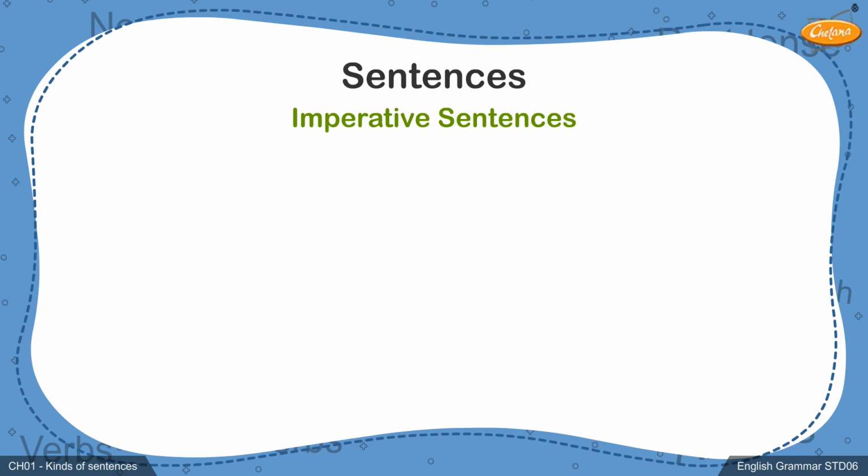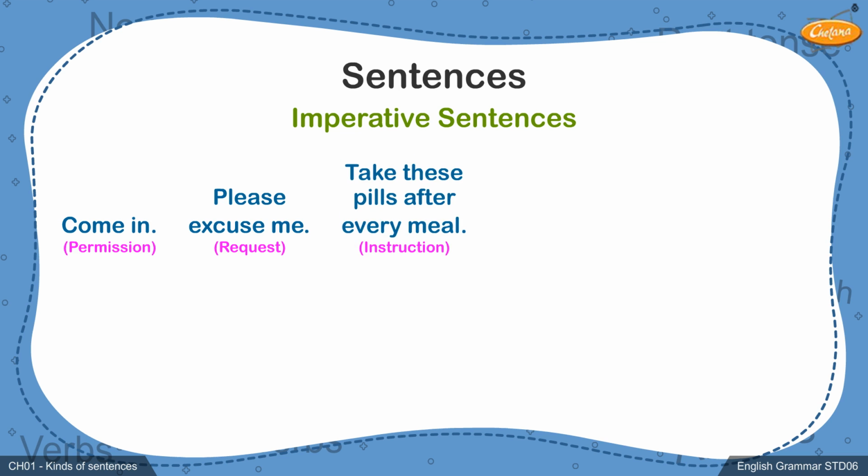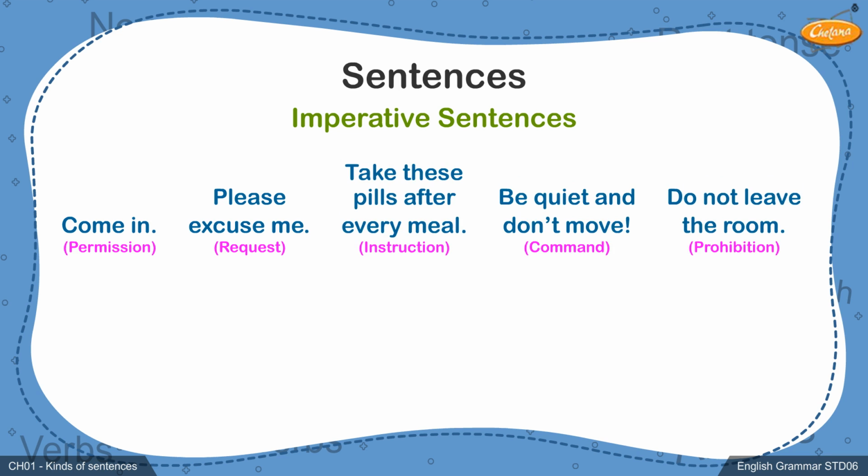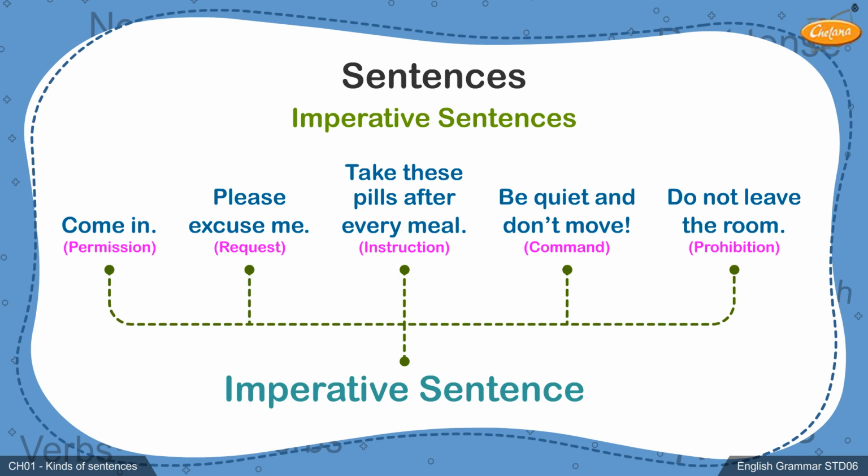Imperative sentences. Students, we often use statements where we ask someone for permission, make a request, give instructions to someone, command someone to do something, or prohibit someone from doing something. Such sentences are called imperative sentences. You will notice that some of these sentences end with a full stop, while others end with an exclamation mark.